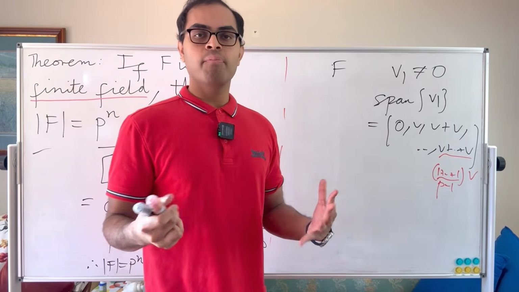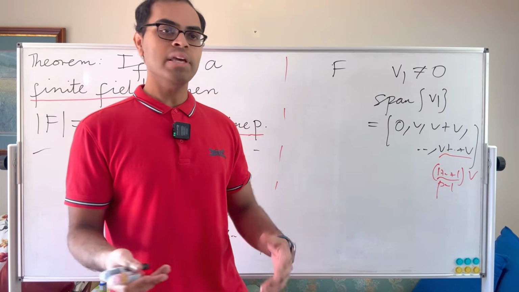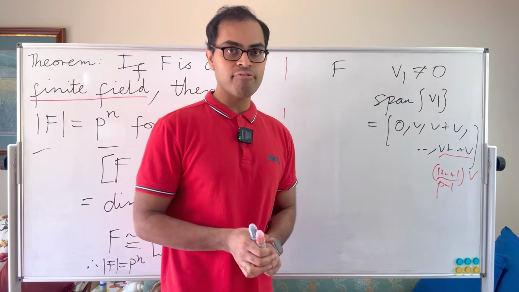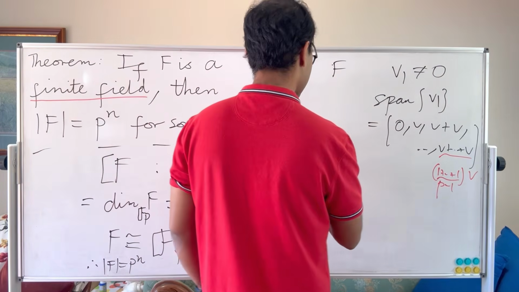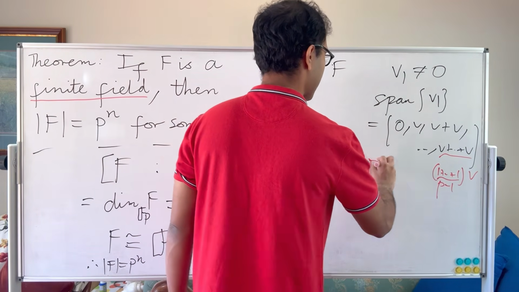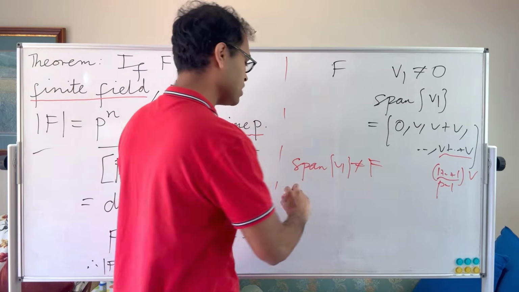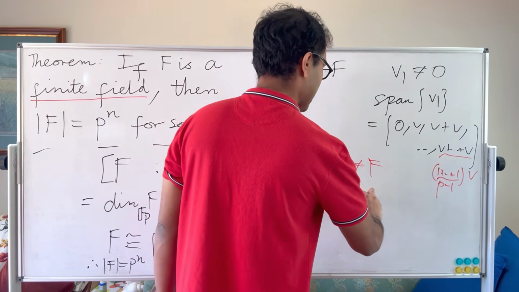If that is F, then we've seen that F has p elements. F is dimension 1 over Fp. We've constructed a basis of F. Now we're going to keep going with this construction. Assuming that the span of V1 is not equal to F, you can then pick V2 outside of the span of V1 in F.